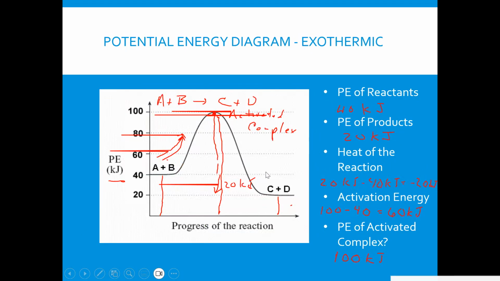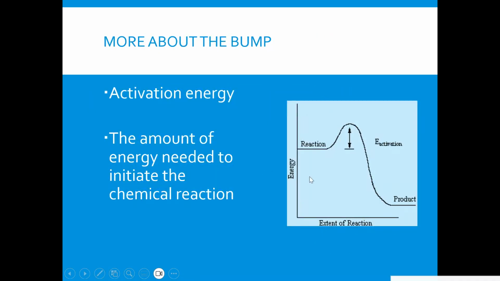So what's up with that bump? That bump is how much energy I need to put in to make the reaction take place. Every chemical reaction has to have some energy put into it to get it started. Now, often that energy is absorbed from the surroundings. Okay, we have our surroundings, and it's going to absorb all this energy or release the energy.